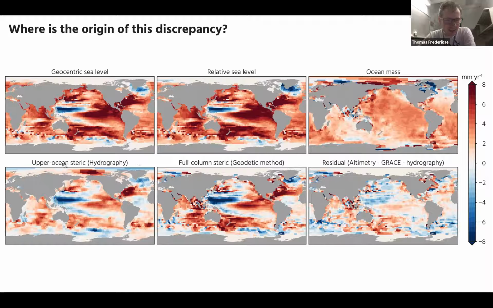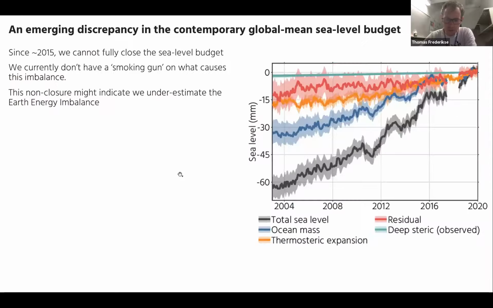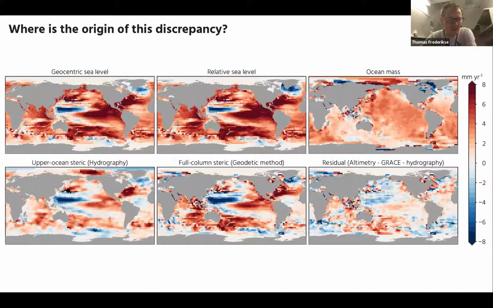And here is the upper ocean steric sea level from Argo, and this is our full column steric estimate, obtained by subtracting ocean mass from relative sea level. You see these pictures look pretty much like each other, although this one has a more pronounced spatial pattern. And this is the residual, right?